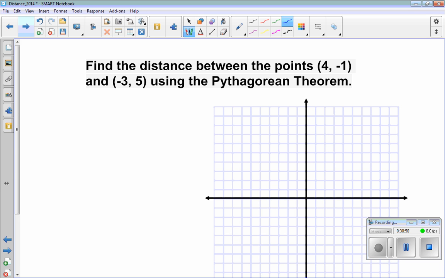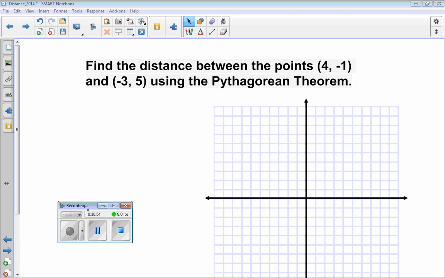So on your graph paper, I want you to create a coordinate plane like I have here. If you need a straight edge, feel free to borrow one, that's fine. But we're going to graph the points (4, -1) and (-3, 5). So I want you to graph those two, and then we're going to use the actual Pythagorean theorem to find the distance between them, or the length between the 2 points.